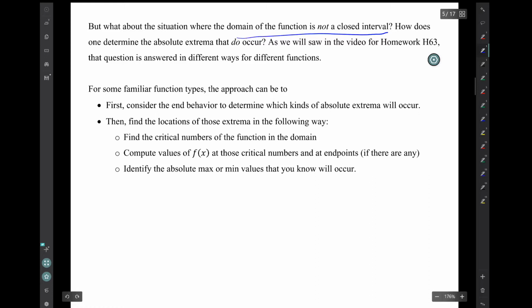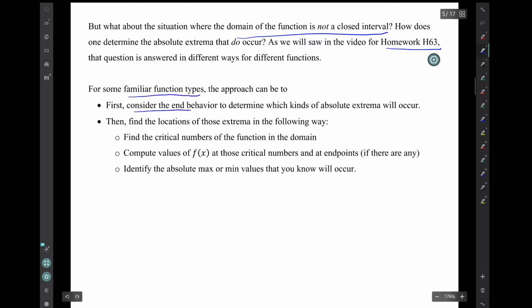Now, of more interest to us today will be the situation where the domain of the function is not a closed interval. Now remember that in that situation, we're not guaranteed that there will be any absolute maxes or absolute mins. In the video for homework 63, we found a couple of approaches that would work in situations like this. For some familiar function types, the approach can be this.